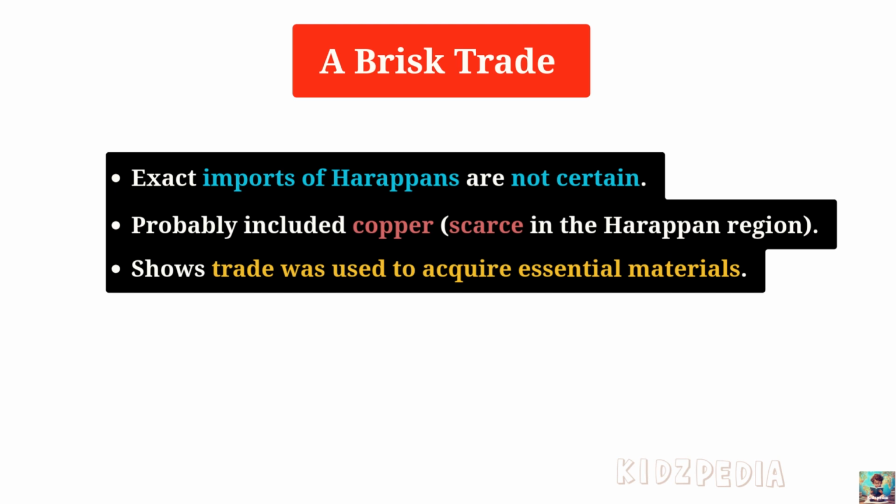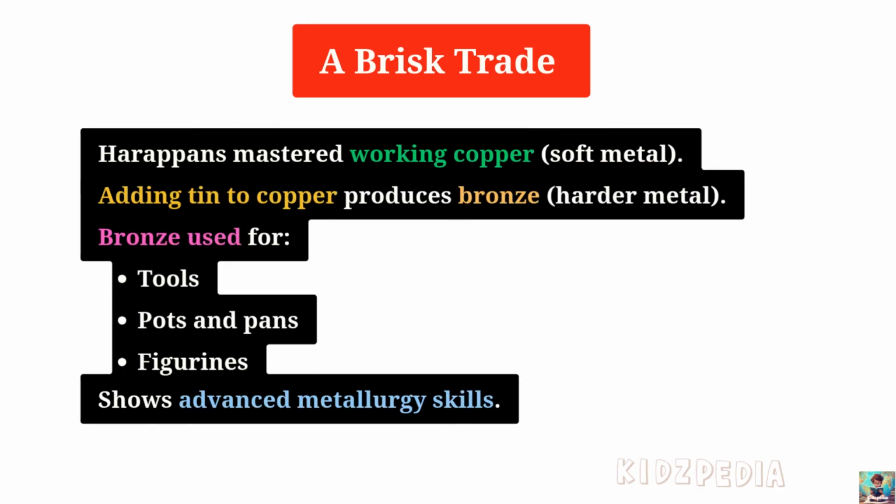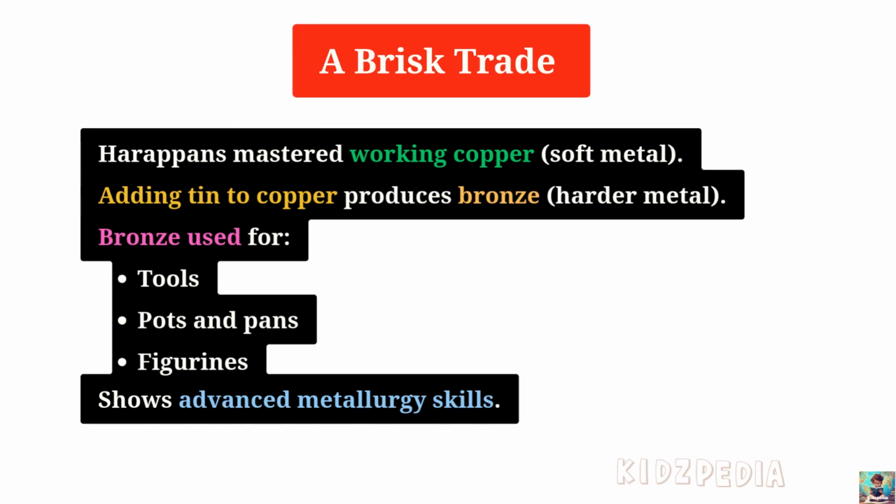This shows that the Harappans traded to get materials they lacked, like copper for tools and ornaments. And another thing which is clear is that the Harappans were skilled metal workers. They could work with copper, which is a soft metal. When tin is added to copper, it makes bronze, which is harder and stronger. Harappans used bronze to make tools, pots, pans, some figurines. So this shows that the Harappans had advanced knowledge of metallurgy and could make stronger and more useful objects.